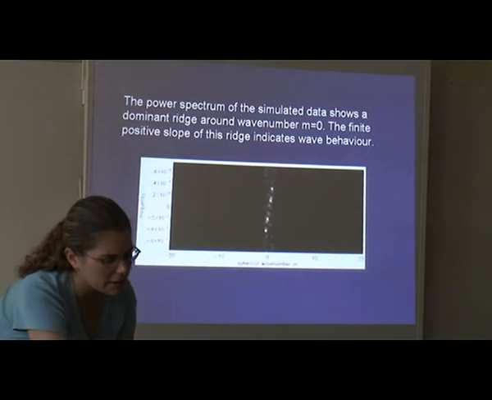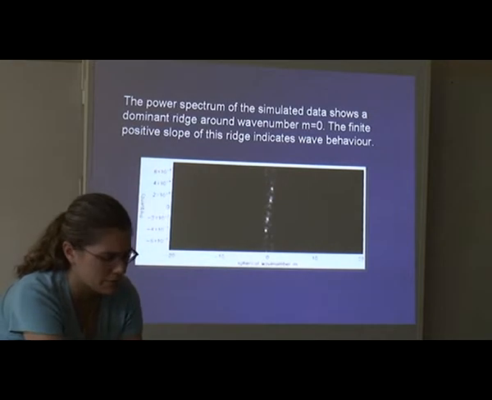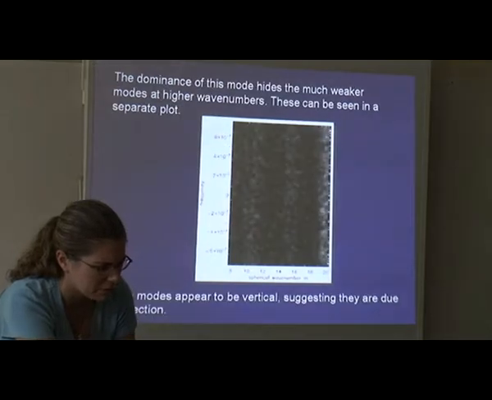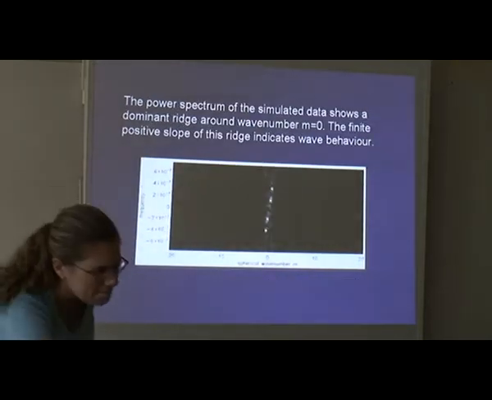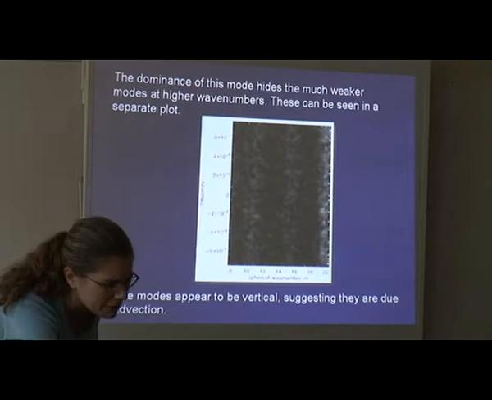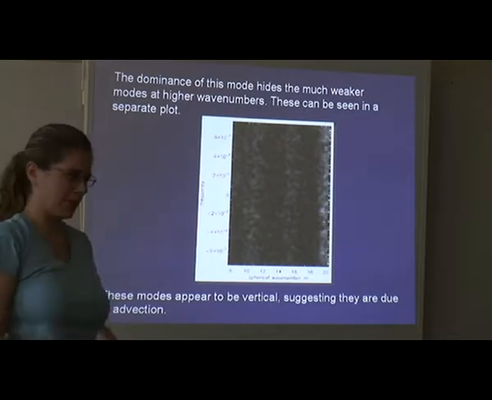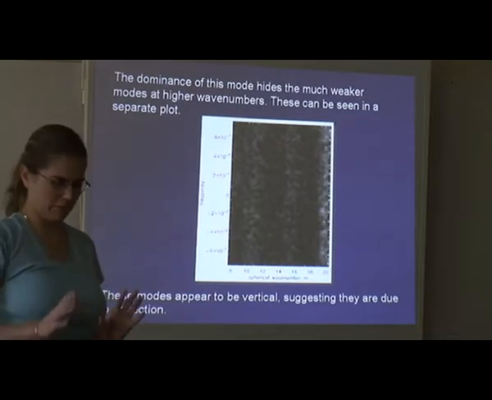And so we had a ridge around 0, which you expect from the rotation. And it looks like that's all there is, but really there are higher ridges there that are so much less dominant than that main one that you can't see them. But they look to be pretty much vertical, which would suggest that they're just advection rather than waves.